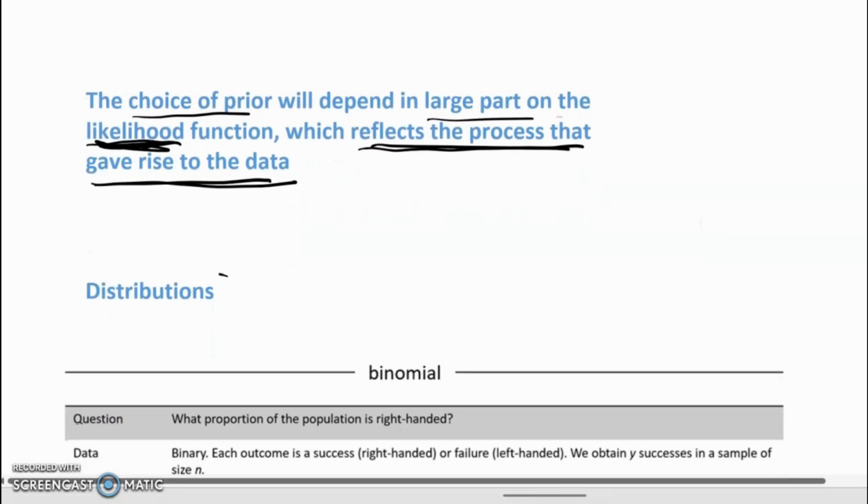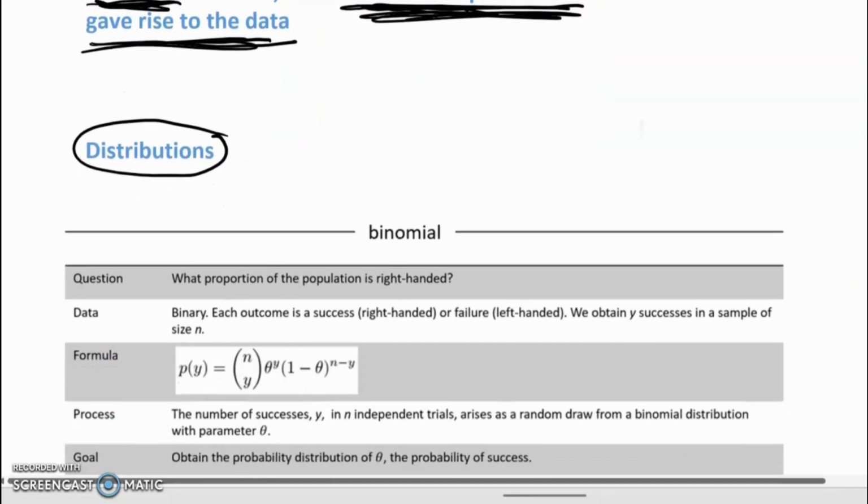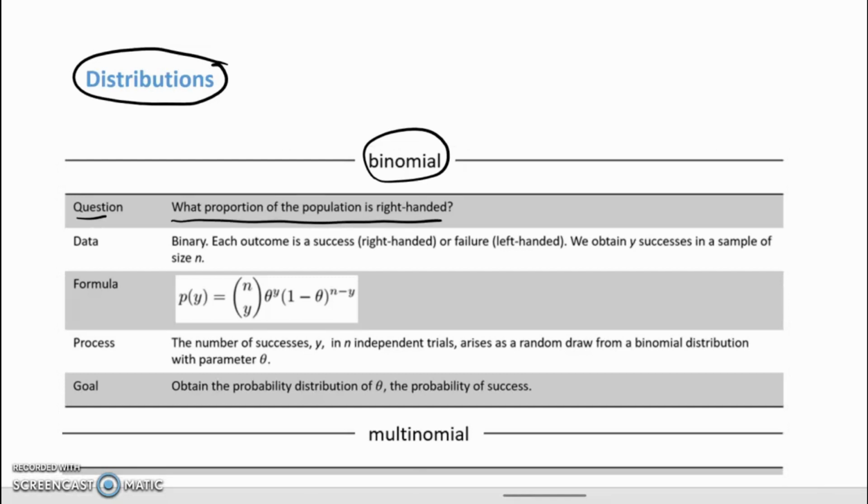And I'm going to begin with looking at some distributions that might serve as likelihood functions and explain how those different distributions reflect different processes that gave rise to the data. So we'll begin with the binomial distribution. And the question might be, what proportion of the population is right-handed?